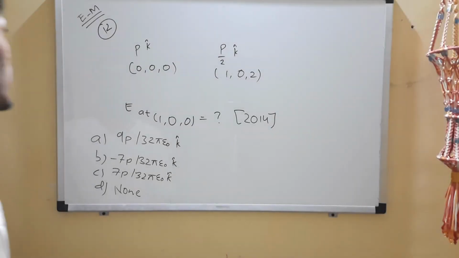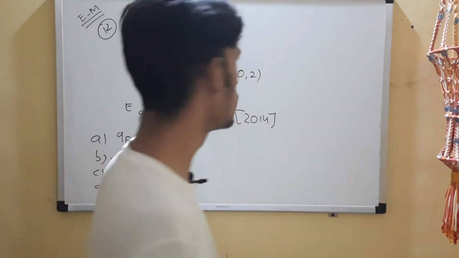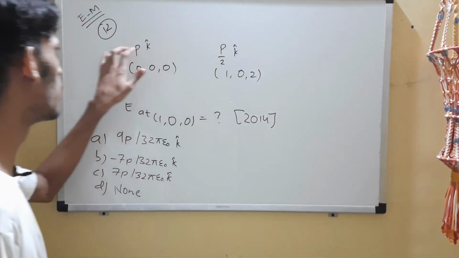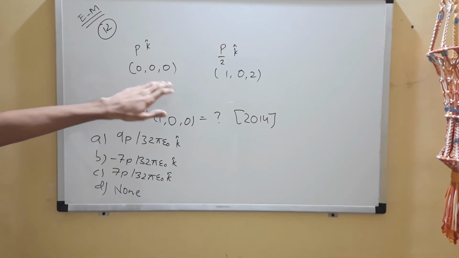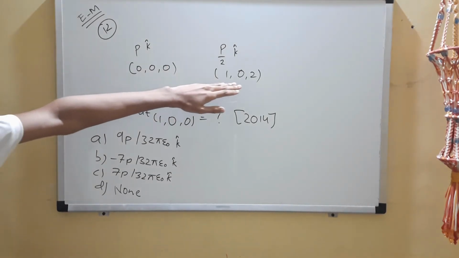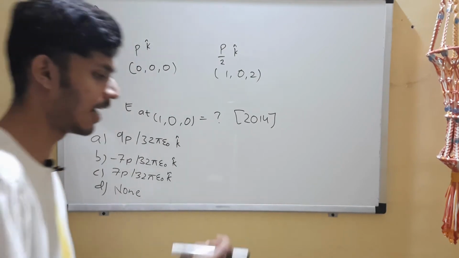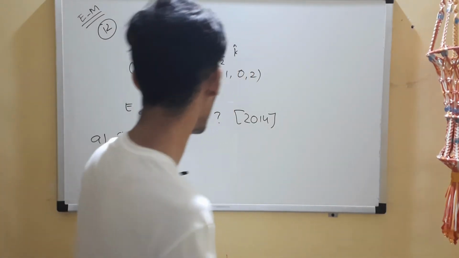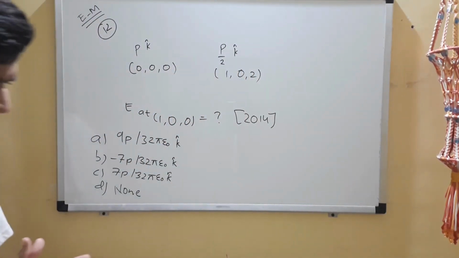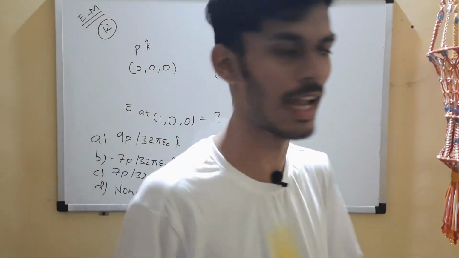So question 12 over here. In this question, you are given 2 dipoles with their respective dipole moments. One is at 0, 0, 0 and the other one is at 1, 0, 2. You are supposed to find the electric field at 1, 0, 0 due to these 2 dipoles. Might seem complicated, but it is actually very simple.